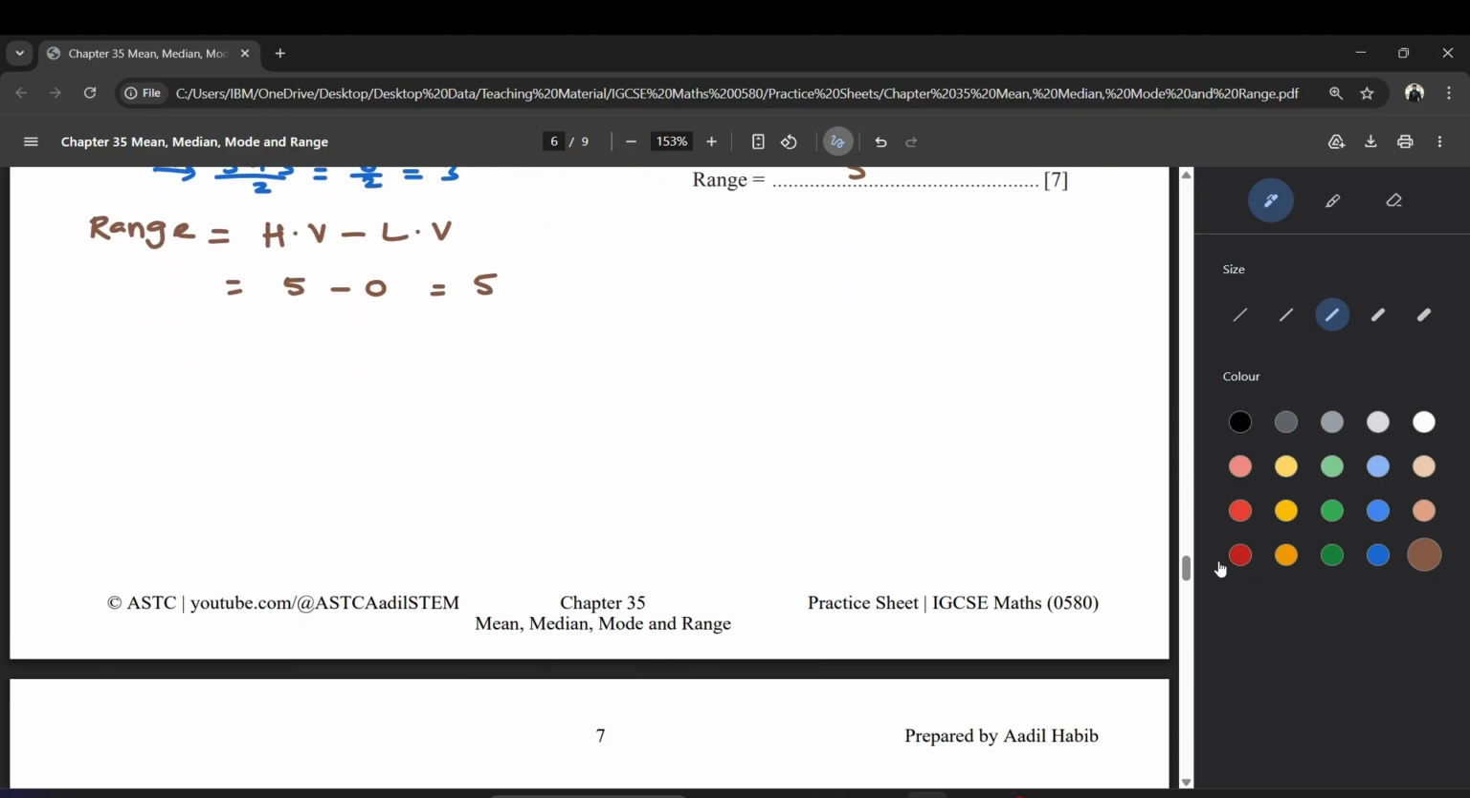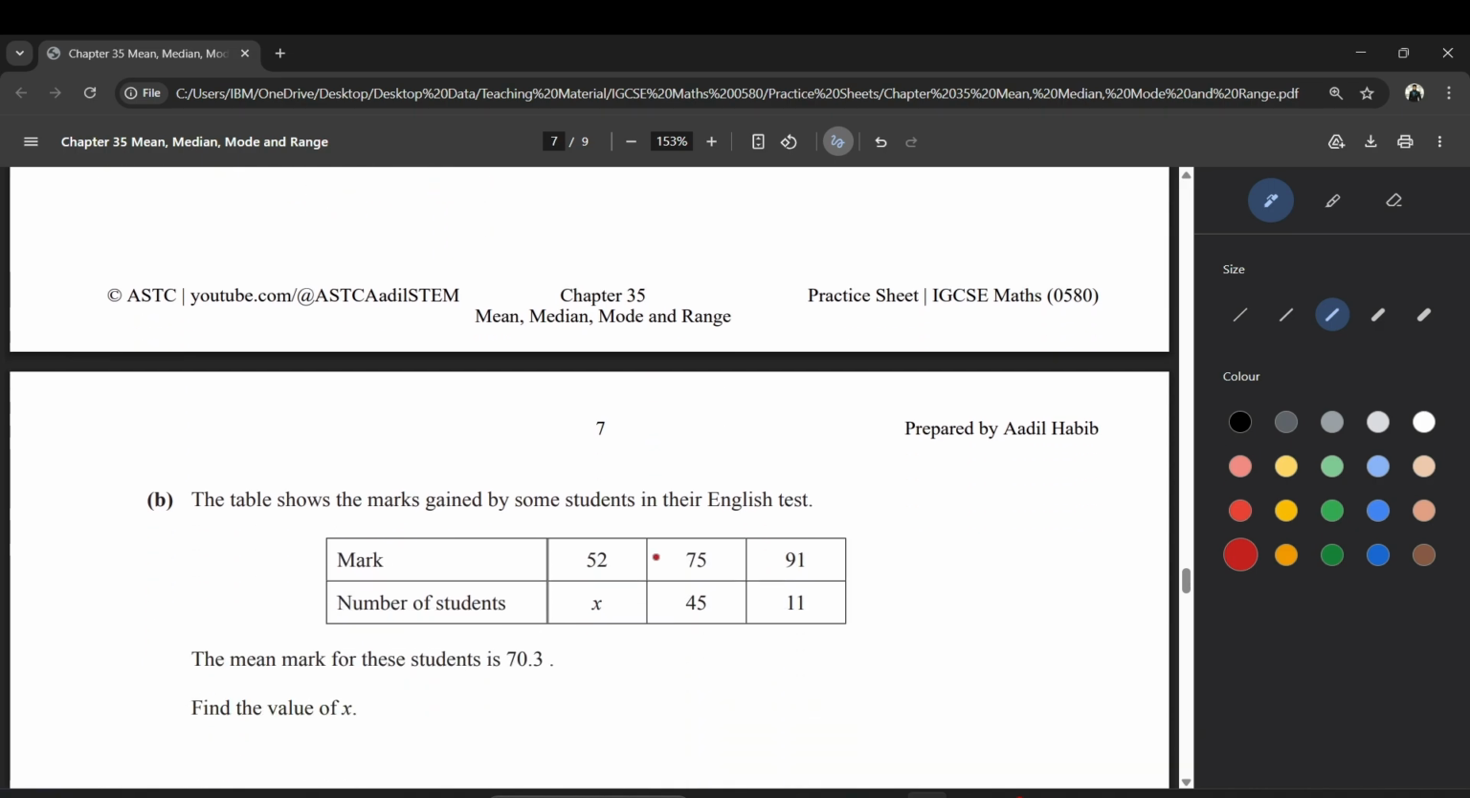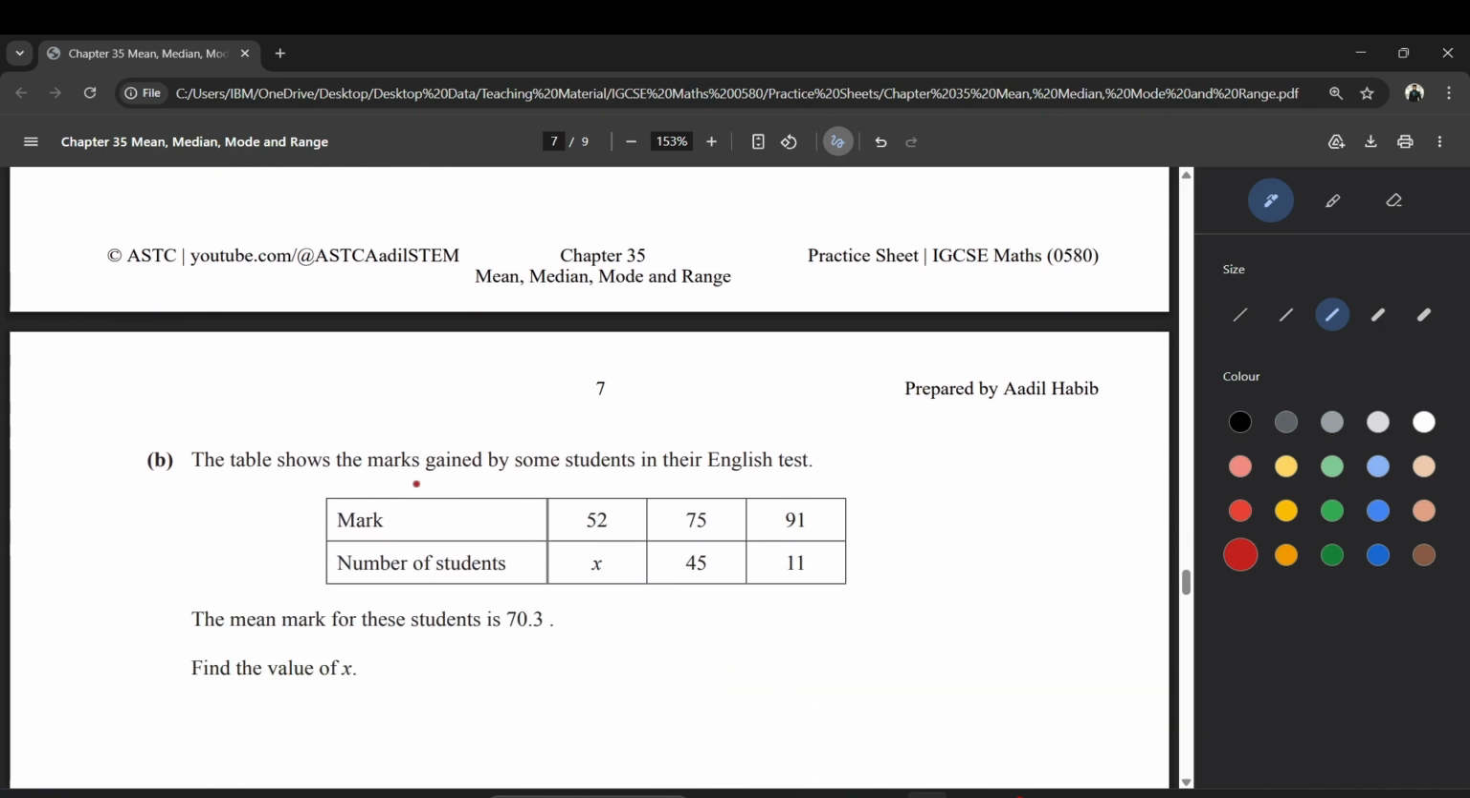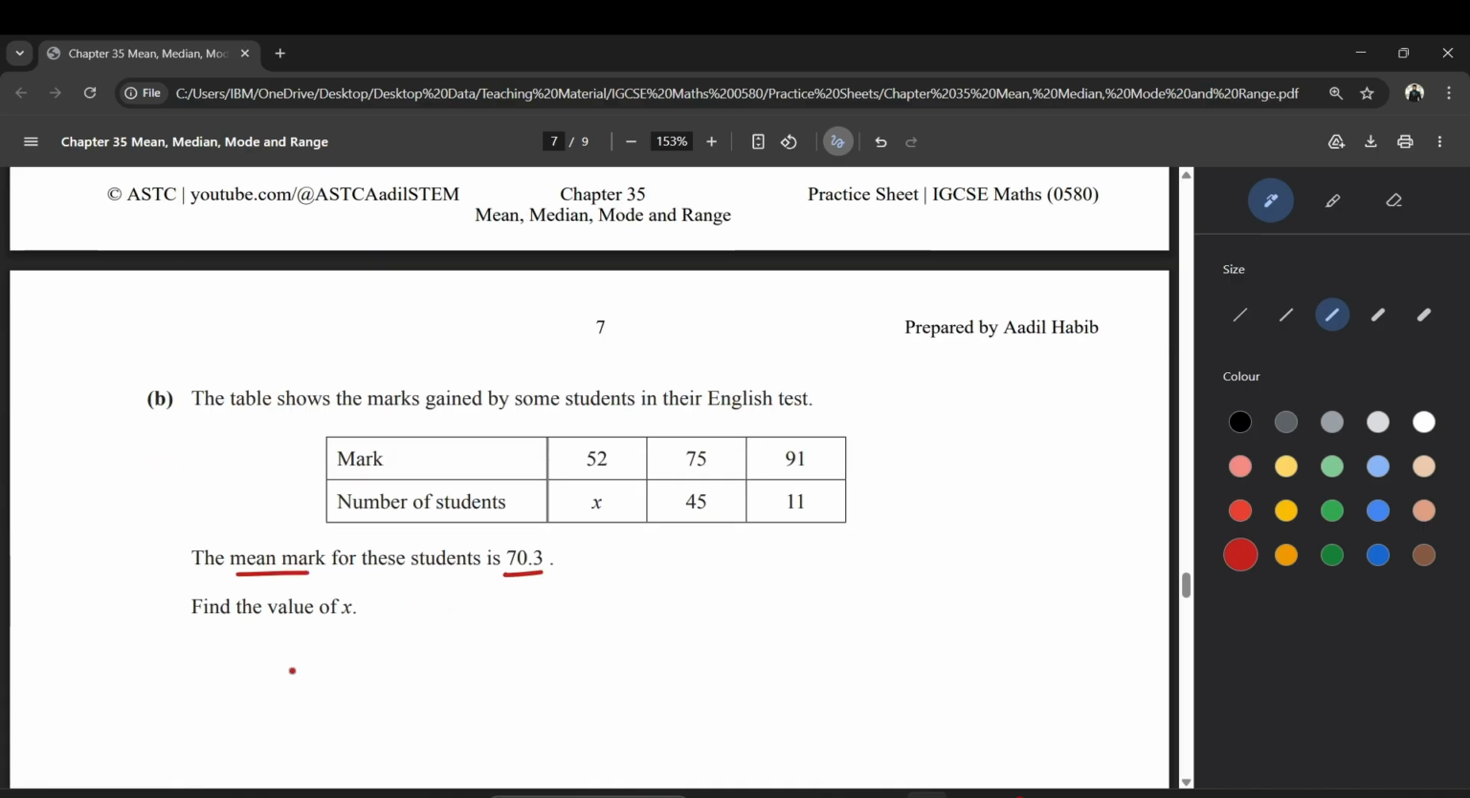All right. So let's move to the next question. The table shows the marks gained by some students in their English test. So these are the marks 52, 75, 91, and the number of students are x, 45, 11. The mean mark for these students is 70.3. So they have already given you the mean. You need to find the value of x.